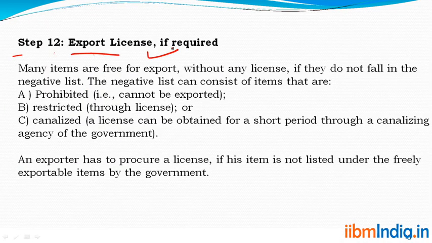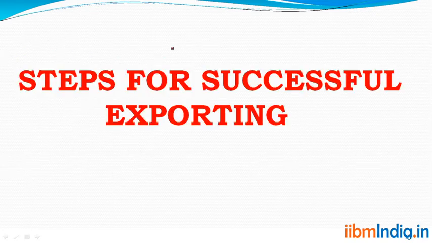Export license if required. If a product is prohibited, then you cannot export it. If a product is restricted, then you can export it through a license. If you are dealing with canalization, then you can get the license from the government for a short period. Now, what are the steps for successfully exporting?